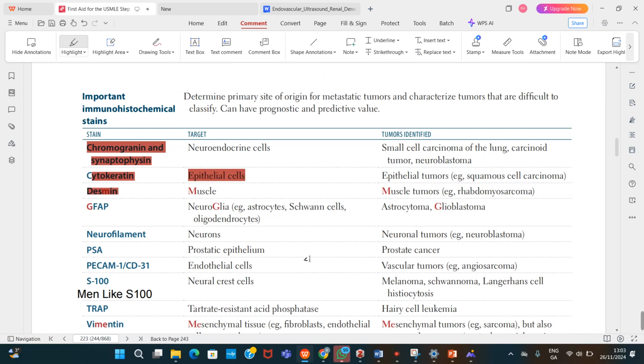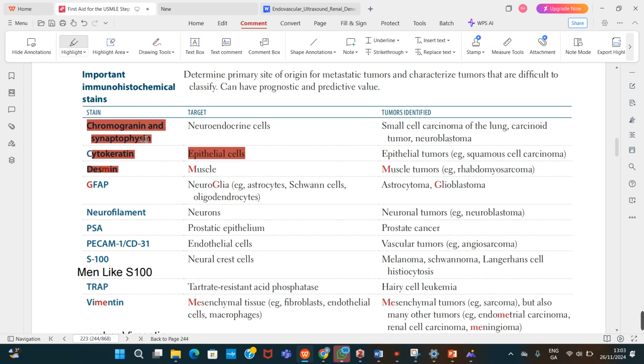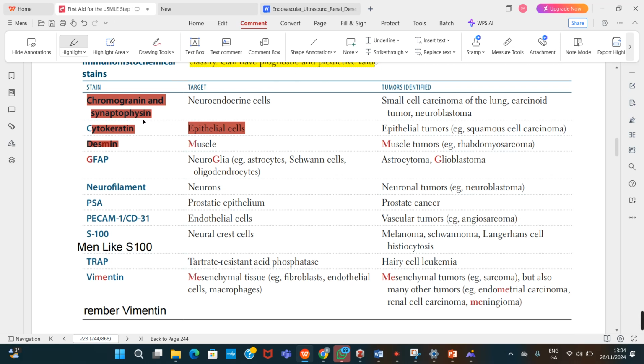Moving on to the histochemical stains, they are similar to the markers in a way. Chromogranin and synaptophysin. You can use these stains to identify the primary site of a metastatic tumor. Maybe you see a tumor somewhere and you don't know where it's coming from. You can obtain a sample, stain it, and look for the stain that it picks up so that you can identify where it's coming from. It's very useful to classify tumors that are difficult to identify, so it has prognostic and predictive value. Any tumor that picks up chromogranin and synaptophysin is from a neuroendocrine cell, which includes small cell carcinoma of the lungs, carcinoid tumor, as well as neuroblastoma.